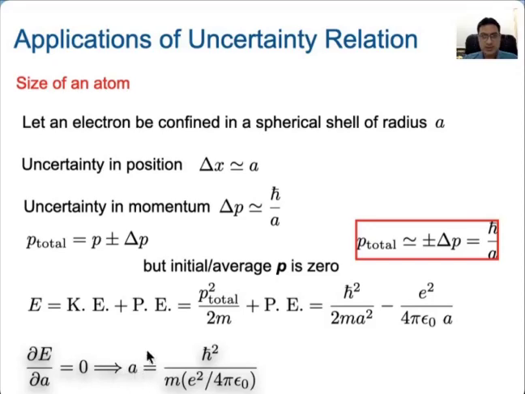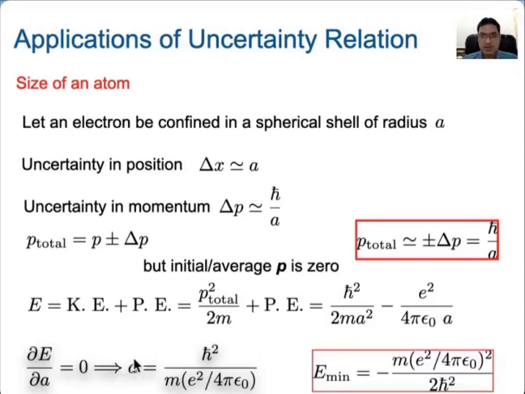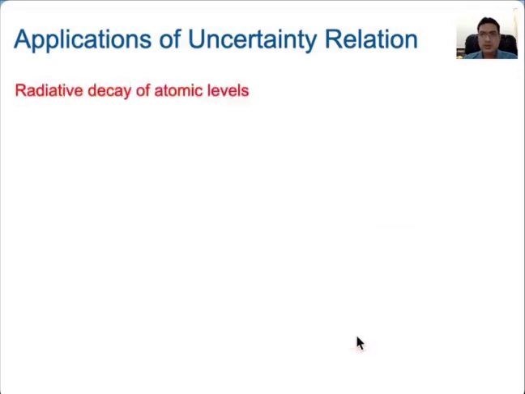This will give you the value of a, and if you substitute all these values, then you will get this E minimum, which comes out to be correct.